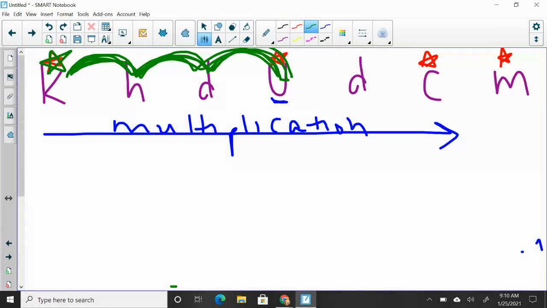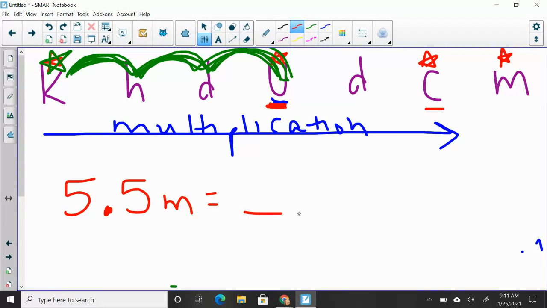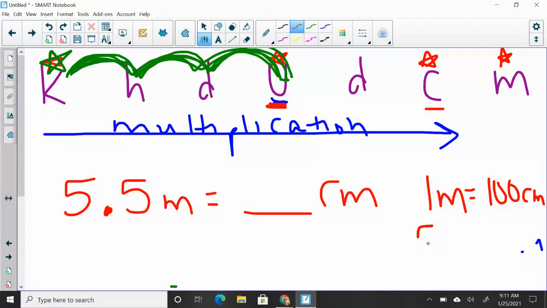Let's do another example. So let's say I was going from meters. So let's say I had 5.5 or 5 5/10 meters. Okay, and I want to convert that to centimeters. All right, so I can think of it this way. 1 meter equals 100 centimeters. So 5.5 meters would equal how many centimeters?